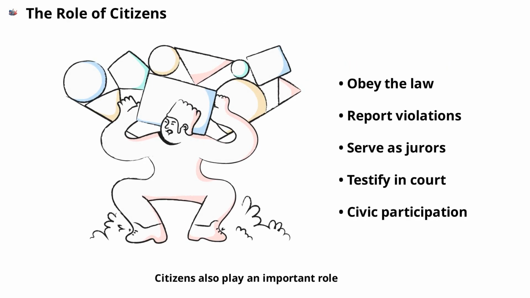Citizens also play an important role in the enforcement of state statutes. By obeying the law, reporting violations, and serving as jurors, individuals help uphold the legal system. In some cases, citizens may be called upon to testify in court or provide information to law enforcement. Civic participation ensures that the law is not just a set of rules imposed from above, but a system that reflects the values and needs of the community.